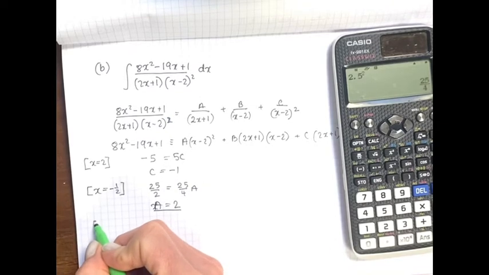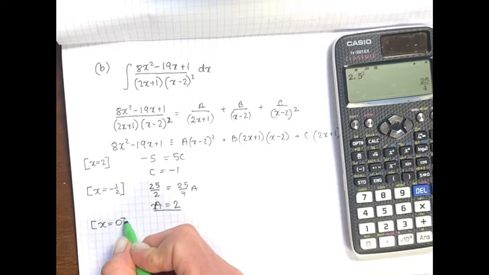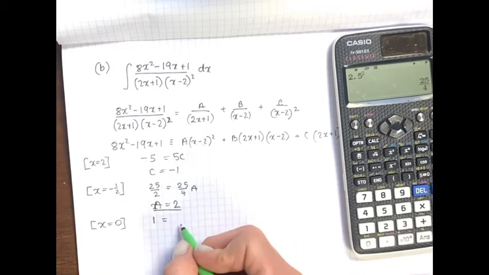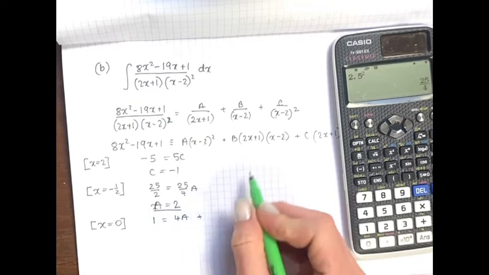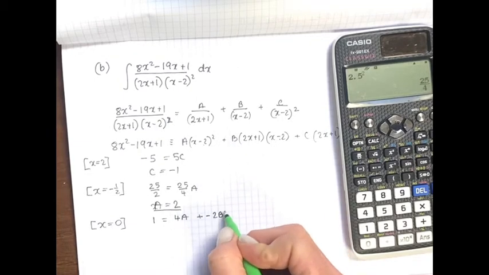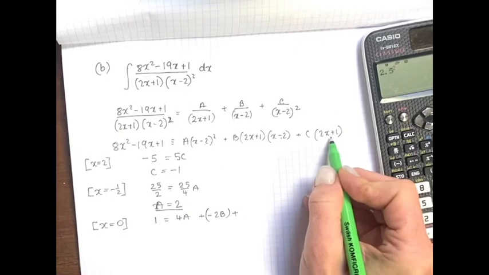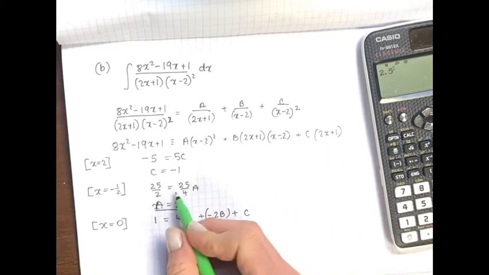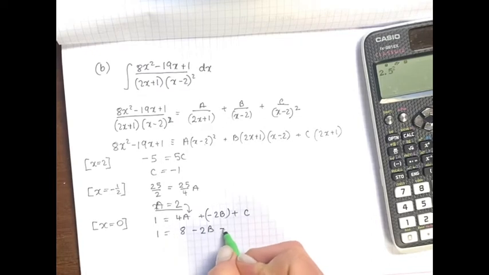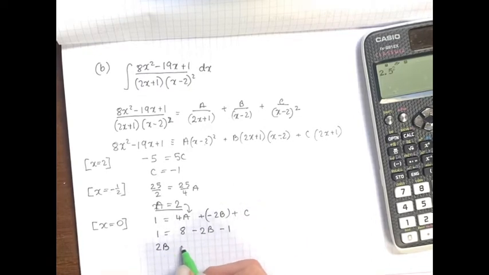So finally, let's choose another value for x. Let's pick 0. So if I put 0 there, it will give me 1. This one will go to minus 2 squared, which is 4, so it's 4A. This one will go to 1 times minus 2, so it's minus 2B. And this one will go to 1C. Now we already know what A and C are, so it's 1 is equal to 4 times 2, which is 8, minus 2B, and then minus 1. So 2B is equal to 6, giving me B equals 3.